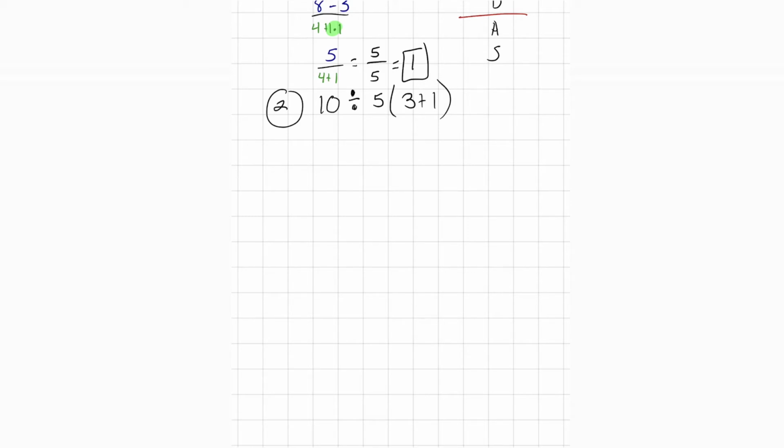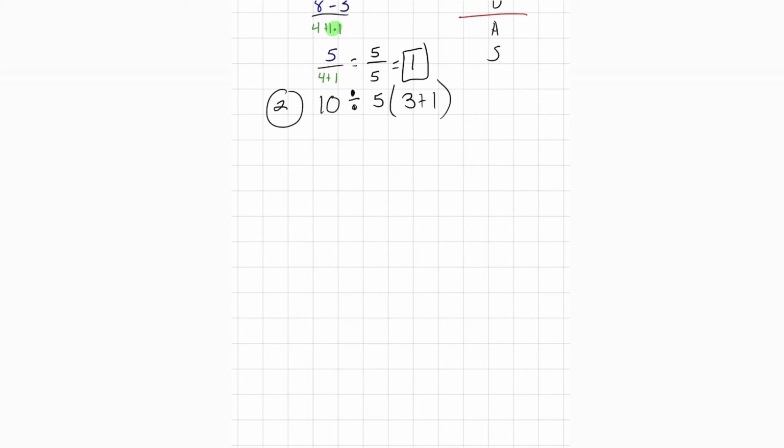Now, a lot of times people want to jump right into this problem. A problem like this was made famous by the Sacramento Kings of the NBA a couple years ago, and it caused a lot of debate. And sometimes you see it pop up on Facebook or some social media from time to time, but let's tackle it. We have 10 divided by 5 times (3 plus 1).